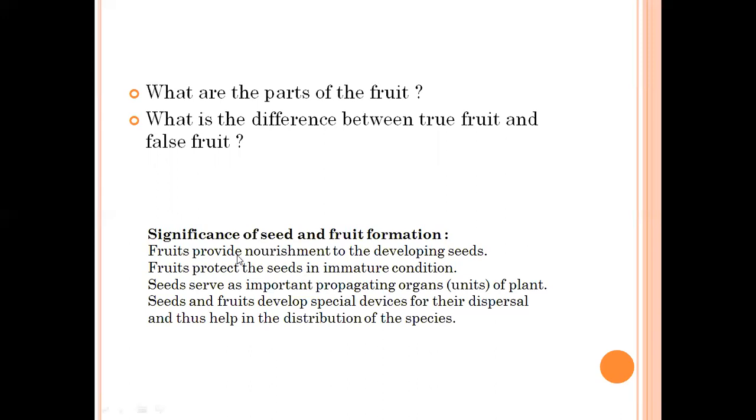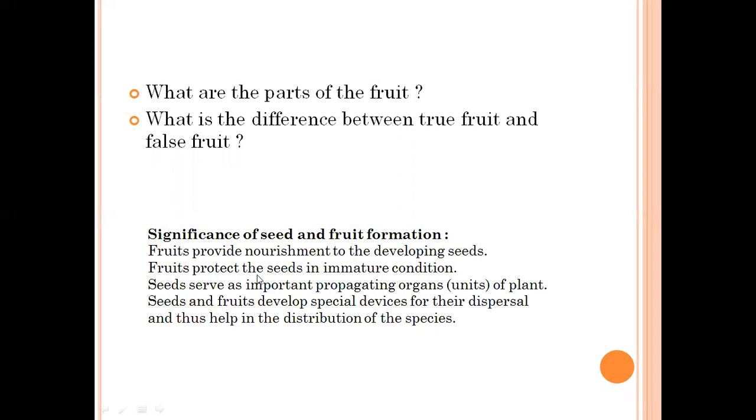Okay, significance of seed and fruit formation. First, fruits provide nourishment to the developing seeds. The seed is the main organ of reproduction in plants. So these fruits provide nourishment to these developing seeds which are present inside that fruit.